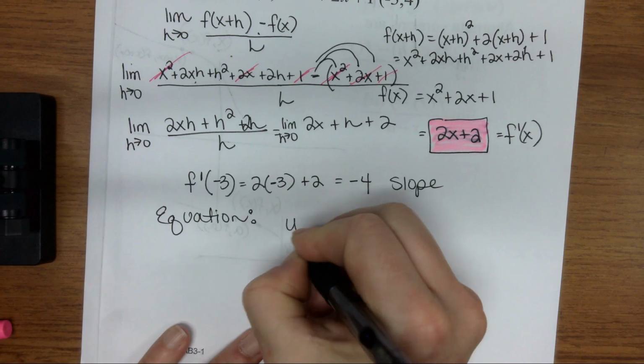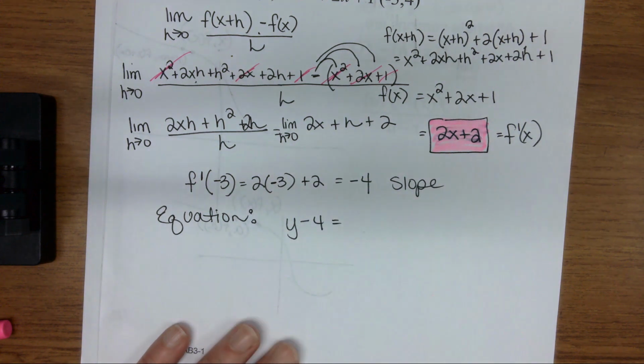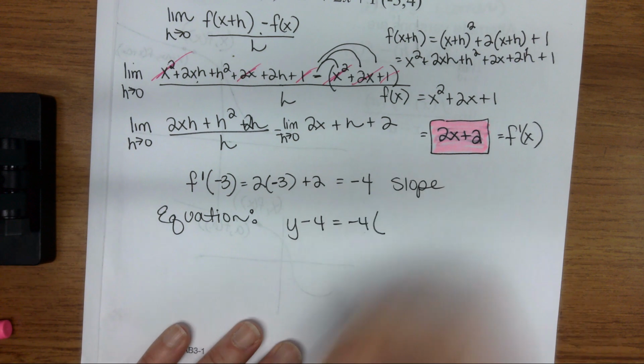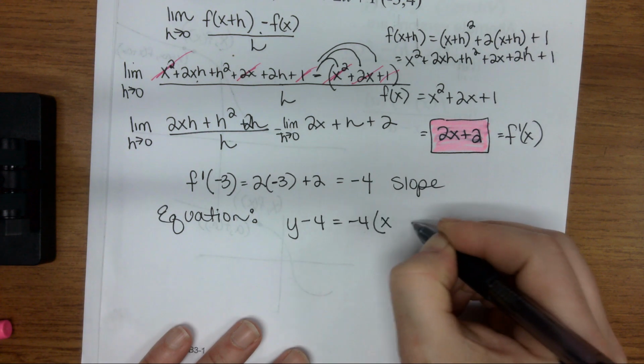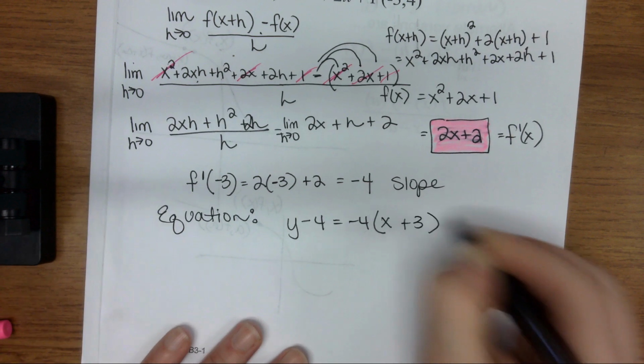y minus 4 equals -4 times x plus 3. Okay. Oh, this is so exciting.